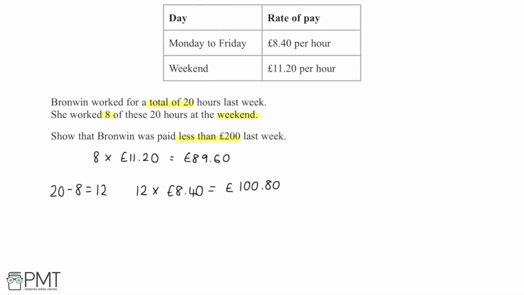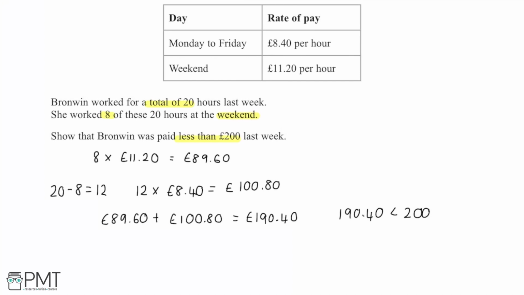Now I can take these two totals, and if I want to work out her total pay for the last week, I can simply add them together. So £89.60 plus £100.80 gives me a total here of £190.40. And then I can write that £190.40 is less than £200, which is what the question wanted us to show all along.